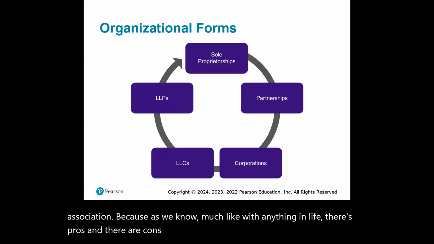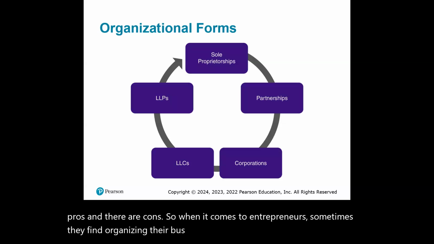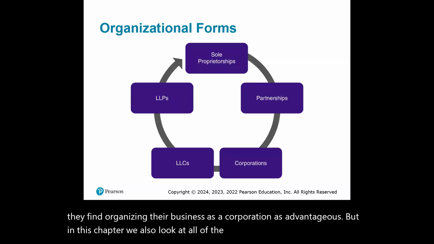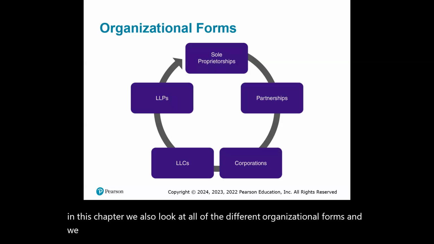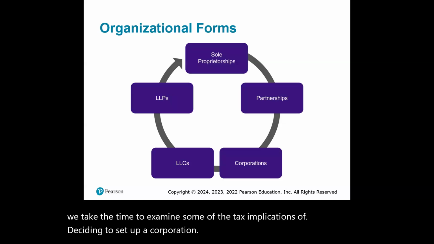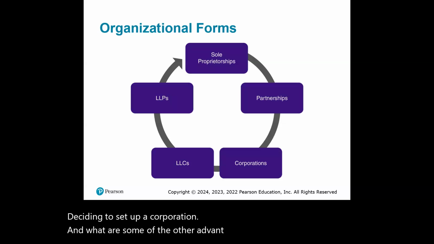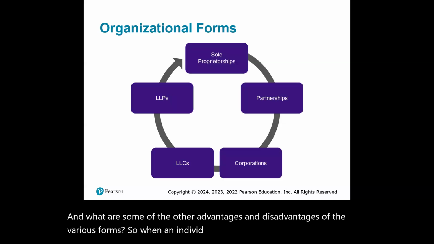When it comes to entrepreneurs, sometimes they find organizing their business as a corporation advantageous, but in this chapter, we also look at all of the different organizational forms, and we take the time to examine some of the tax implications of deciding to set up a corporation and some of the other advantages and disadvantages of the various forms.